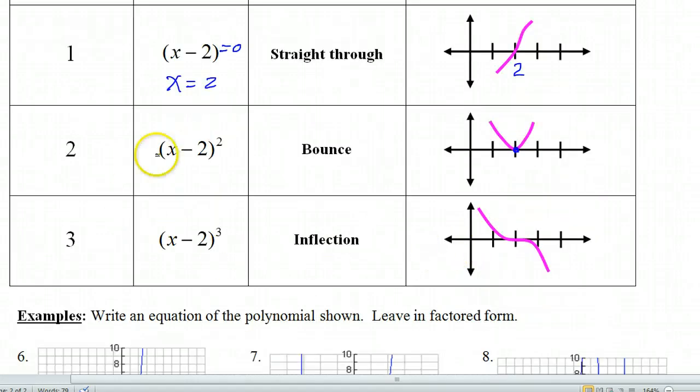Now, if it's a triple, and you have to basically memorize this, then you get what's called an inflection. So what it does, it passes through the graph, but it sort of curves and flattens out a little bit, and then curves the other way and keeps on going. That's an inflection. You have to memorize that.